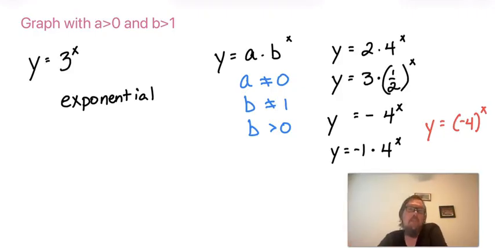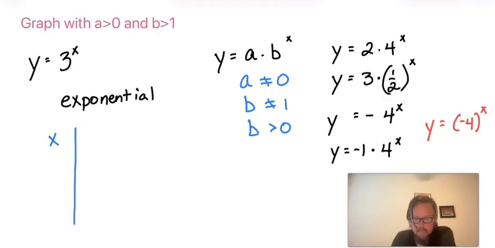And so there's a few ways to graph it. One way that we can graph it is we can make an xy table. We can just pick some values of x, substitute them in, and find the corresponding values of y. And when we do this, I like to get a couple of negative x's, a couple of positive x's, and 0. So we'll use -2, -1, 0, 1, and 2.